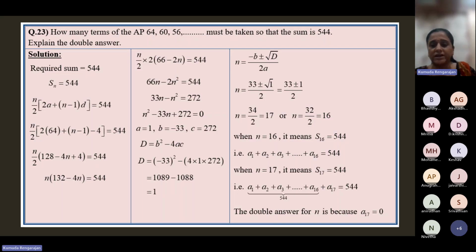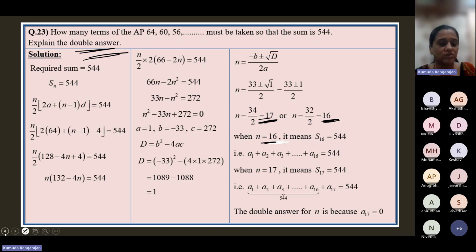So you can see here we'll get n equals 16 and n equals 17. Okay, so both the values of n can be accepted. n equals 17 possible, n equals 16 also possible. How come we are getting two answers? Explain the double answer.